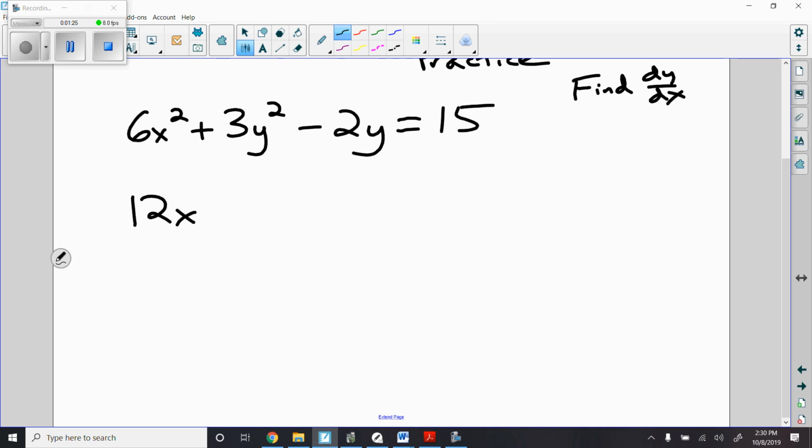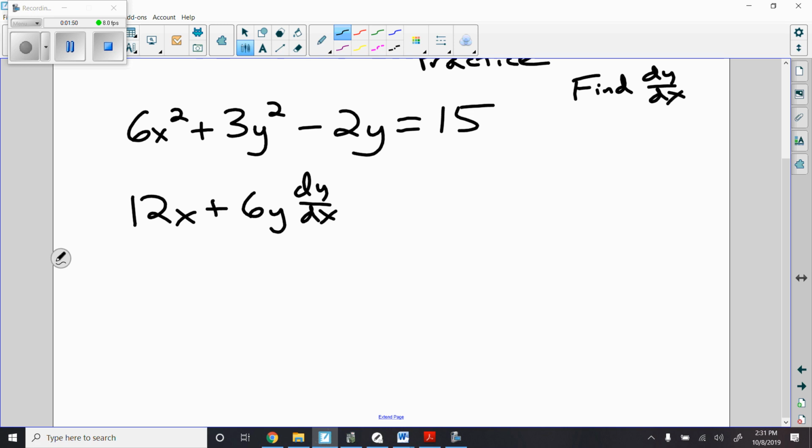Okay, when I come to the derivative of 3y squared, that derivative is going to be different because it's a y, right? So the derivative of 3y squared is going to be 6y, but then I also need to multiply by dy dx. I didn't have to do that when I did the derivative of 6x squared because it was an x.